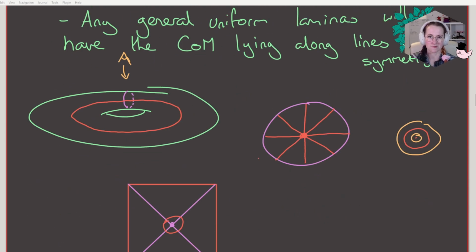Fun fact, the center of mass of a torus is in the middle, so outside of the body. So the center of mass of a donut isn't in the donut, which is quite cool.